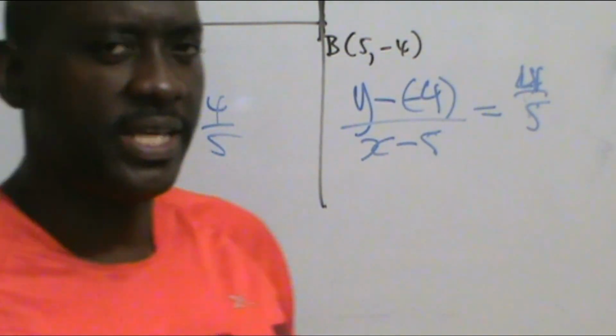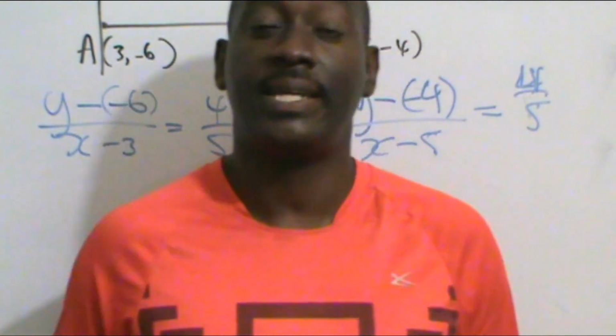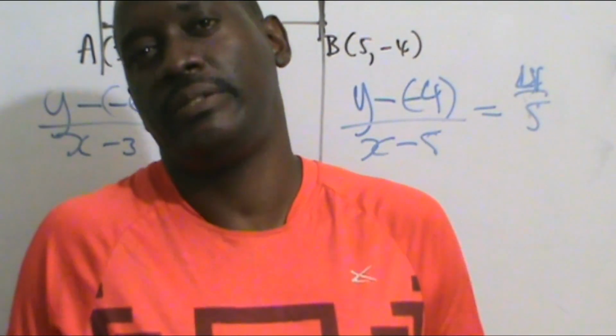What about if they had asked for the equation of a line perpendicular to AB passing through the point (2, 1)?